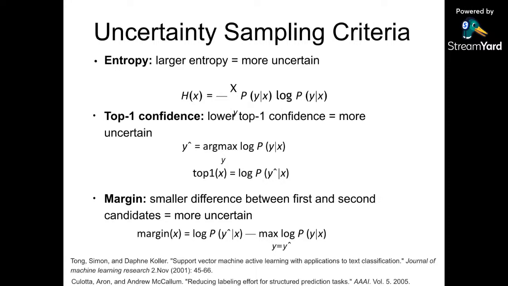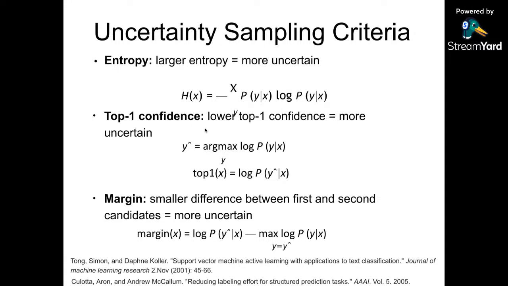Let's suppose we have 10 classes, and the model predicts 0.5 for the first class, 0.3 for the second class, and the remaining classes 0.1, 0.05, and so on. The sum total is 1. What we take is the distance between the first probability and the second probability. That will be our uncertainty score. Then we sort again and choose the samples.